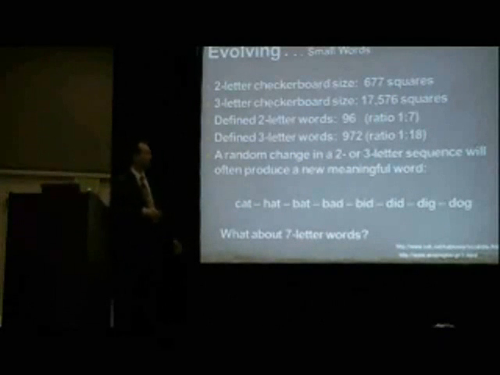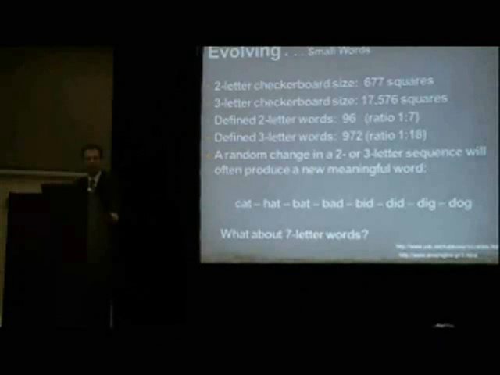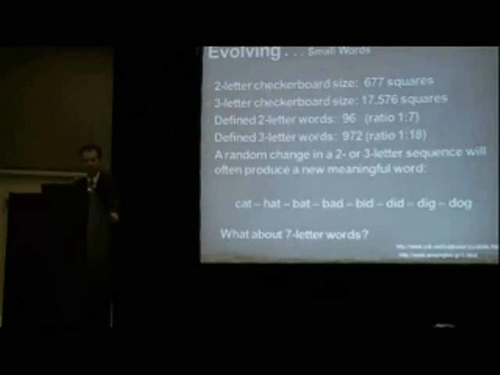So here's a little bit of mathematics for the 2 letters. Defined 2-letter words in the dictionary are 96, so the ratio is 1 in 7. And defined 3-letter words are 972, so the ratio is 1 in 18. And so that's why you can get, with these fairly high ratios, interconnected sequences like this.